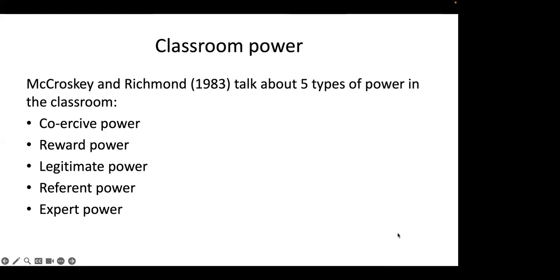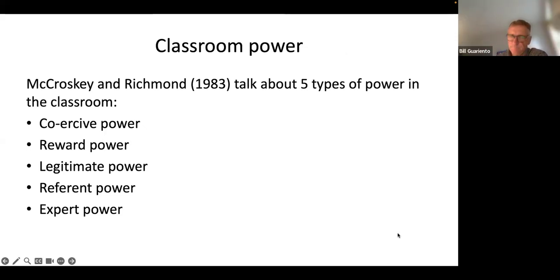Coercive power is using punishments to enforce discipline or compliance. For example, you can punish your students. That's a type of power. Reward power, that's easy. It's the opposite. We don't need to look at that. You can give them something nice.